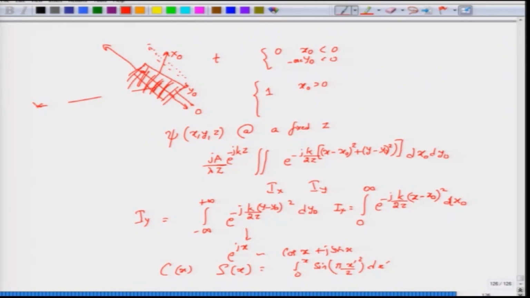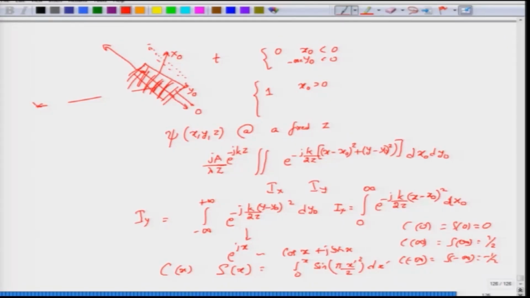And there are certain properties of these cosine and sine integrals. C of 0 will be equal to S of 0 will be equal to 0, you can verify that. And C of infinity and S of infinity, that is, when you let the upper limit go all the way to infinity, these sine and cosine integrals will actually be equal to half. They will not be 0, they would be half. Similarly, C of minus infinity and S of minus infinity will be minus half.